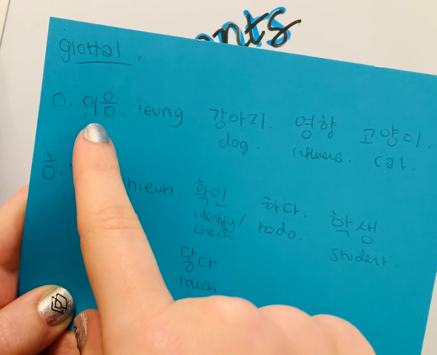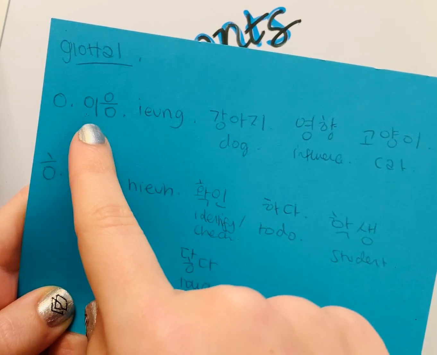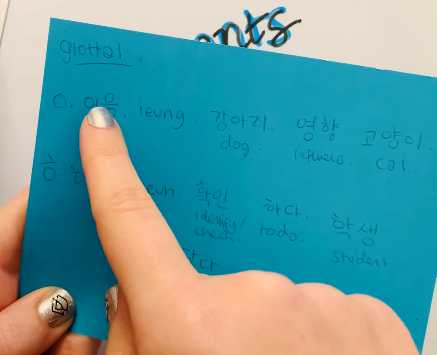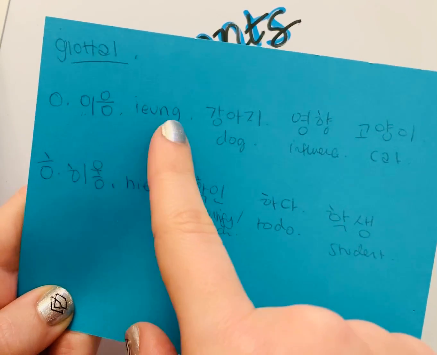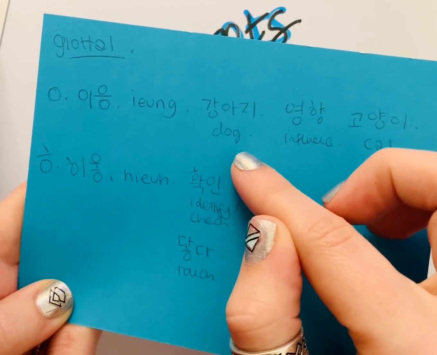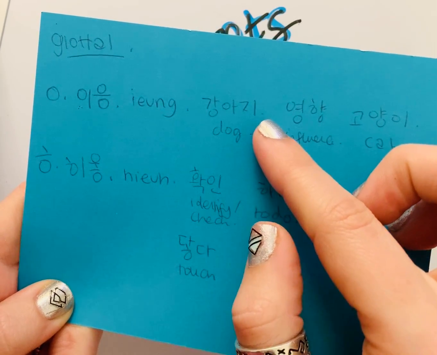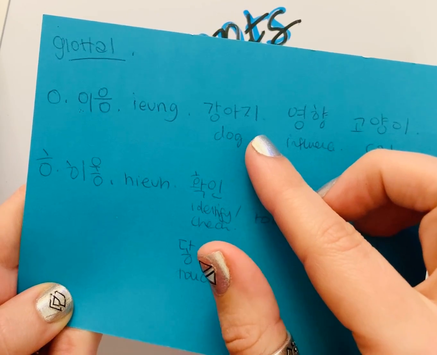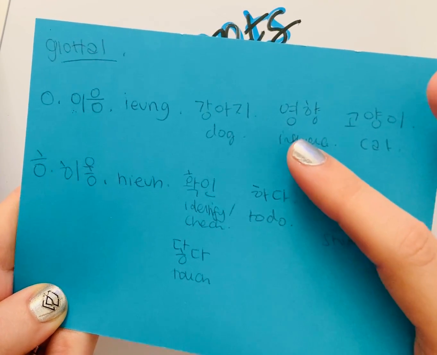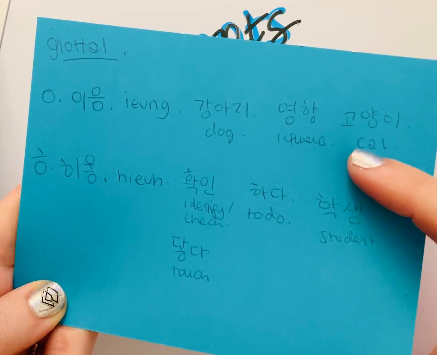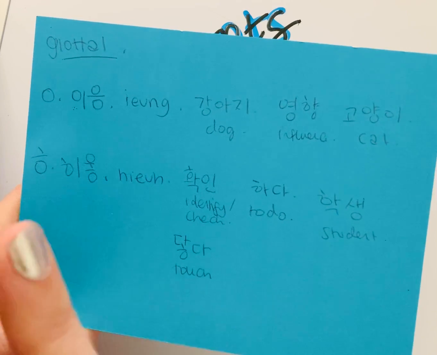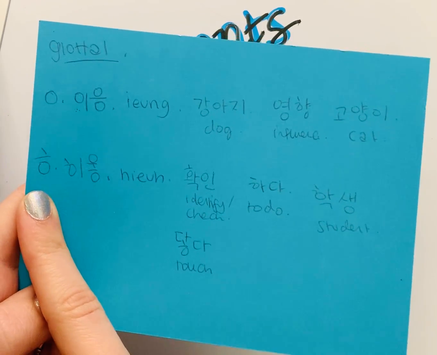Here, just taking the vowel sound and ignoring this, e is just standing in for nothing. And here as well, no sound, and then we pronounce the vowel, and then at the end we have an ng, ung. We see it in words like the one for dog, 강아지. The one for influence, 영향. I like the one for cat, 고양이.